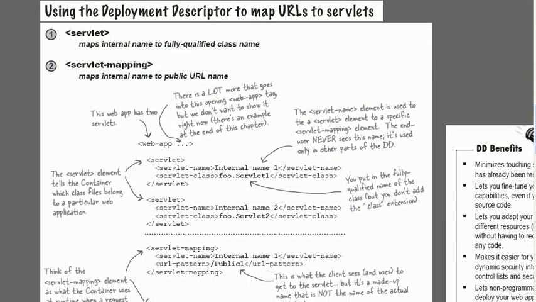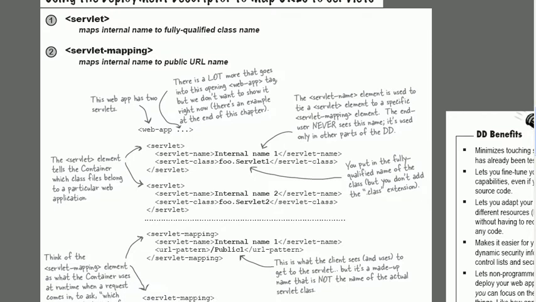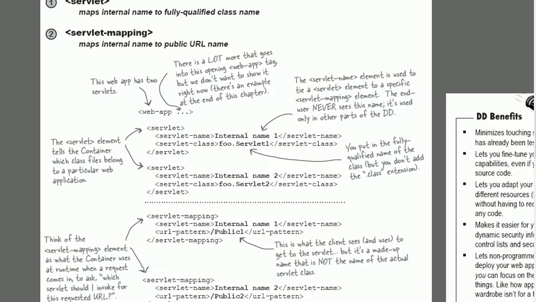So let's take a look at the deployment descriptor that goes into a web project, into the web.xml file. The servlet tag maps an internal name to a fully qualified class name, and the servlet-mapping maps an internal name to a public URL. So this is the servlet tag within the web.xml file, and servlet has two tags: servlet-name and servlet-class, and servlet-mapping has servlet-name and url-pattern.